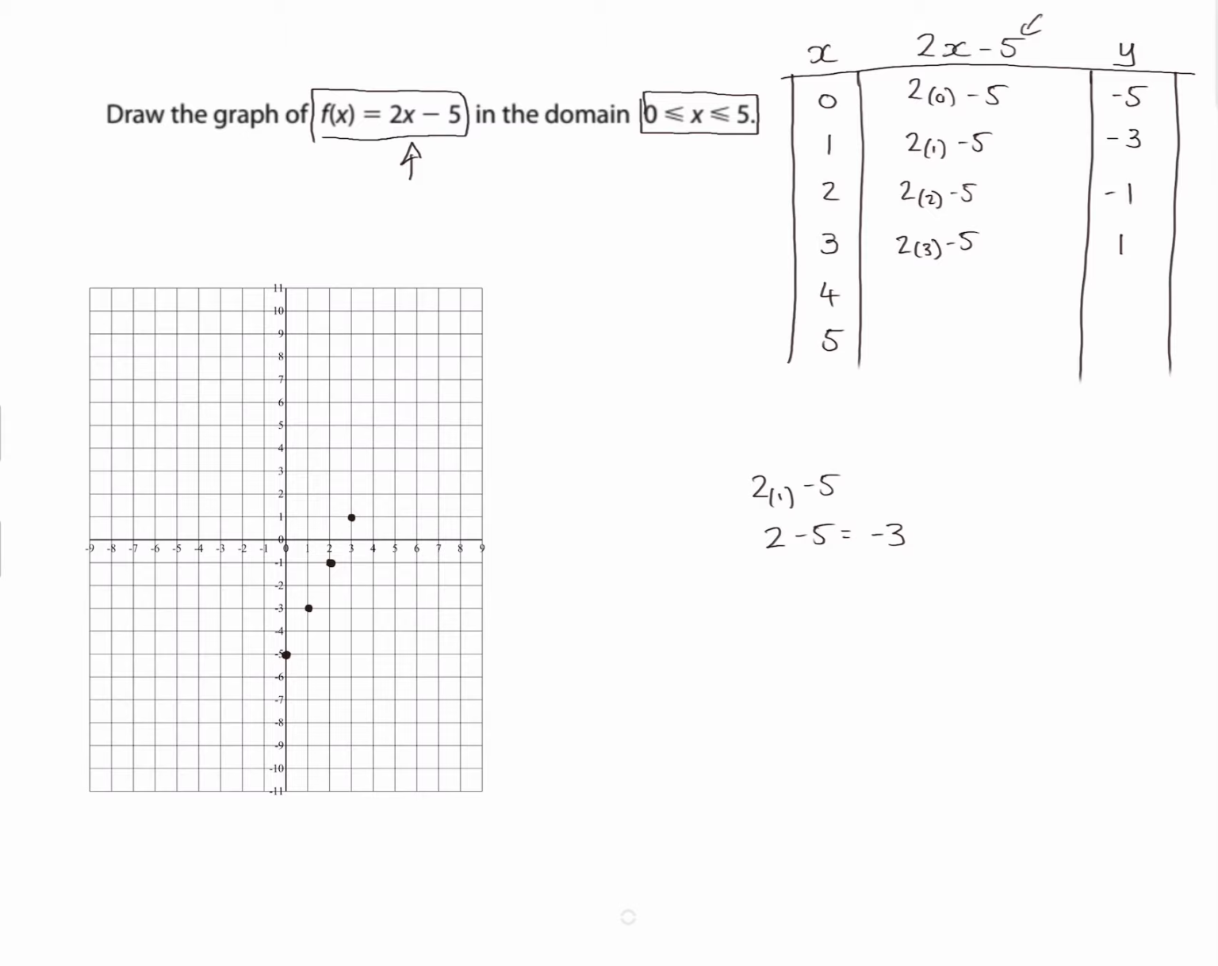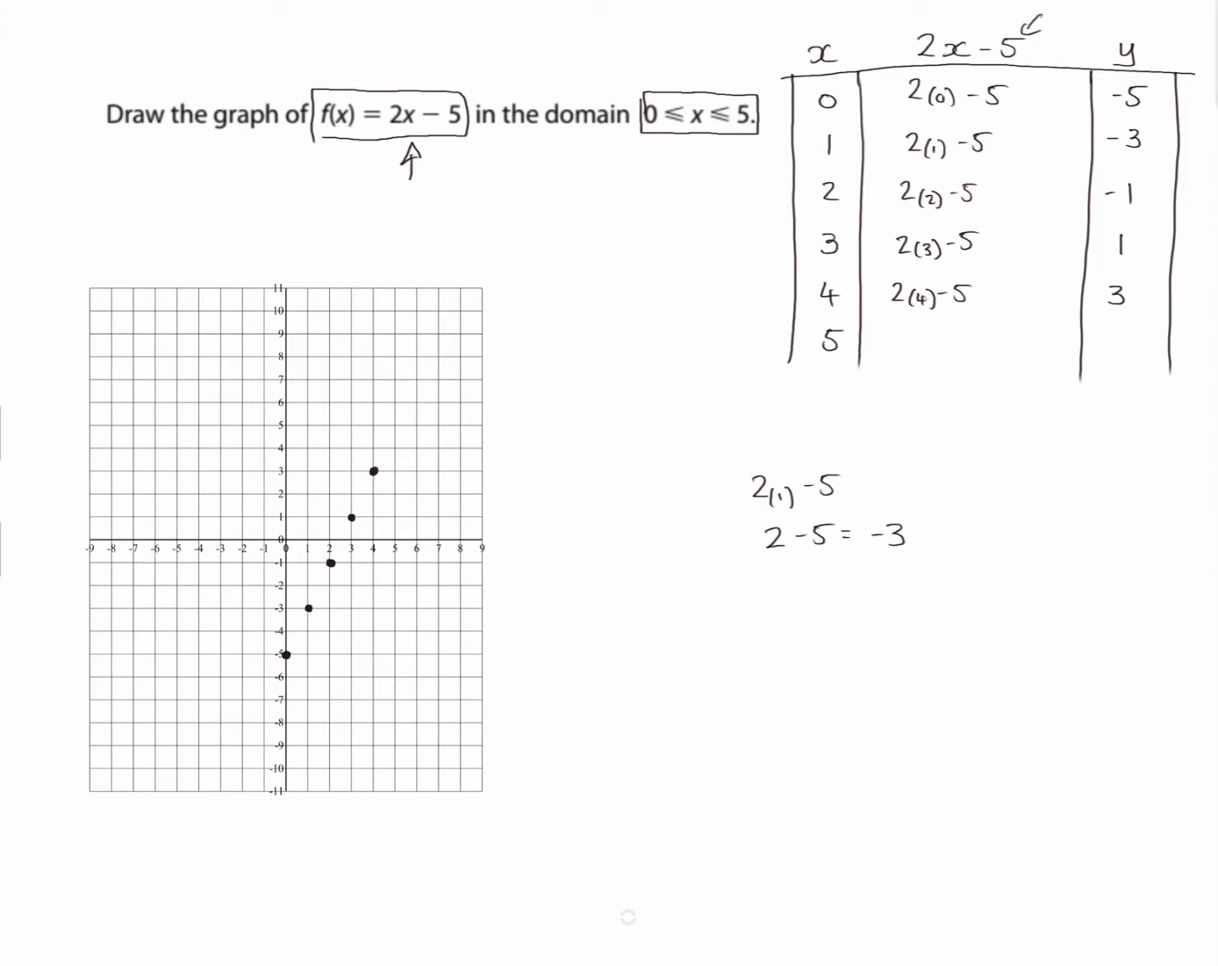All right, we're nearly there. 2 more. So we put in 4. 2 times 4 minus 5. 2 times 4 is 8. Minus 5 is 3. And then we go out to 4. And we go up to 3.